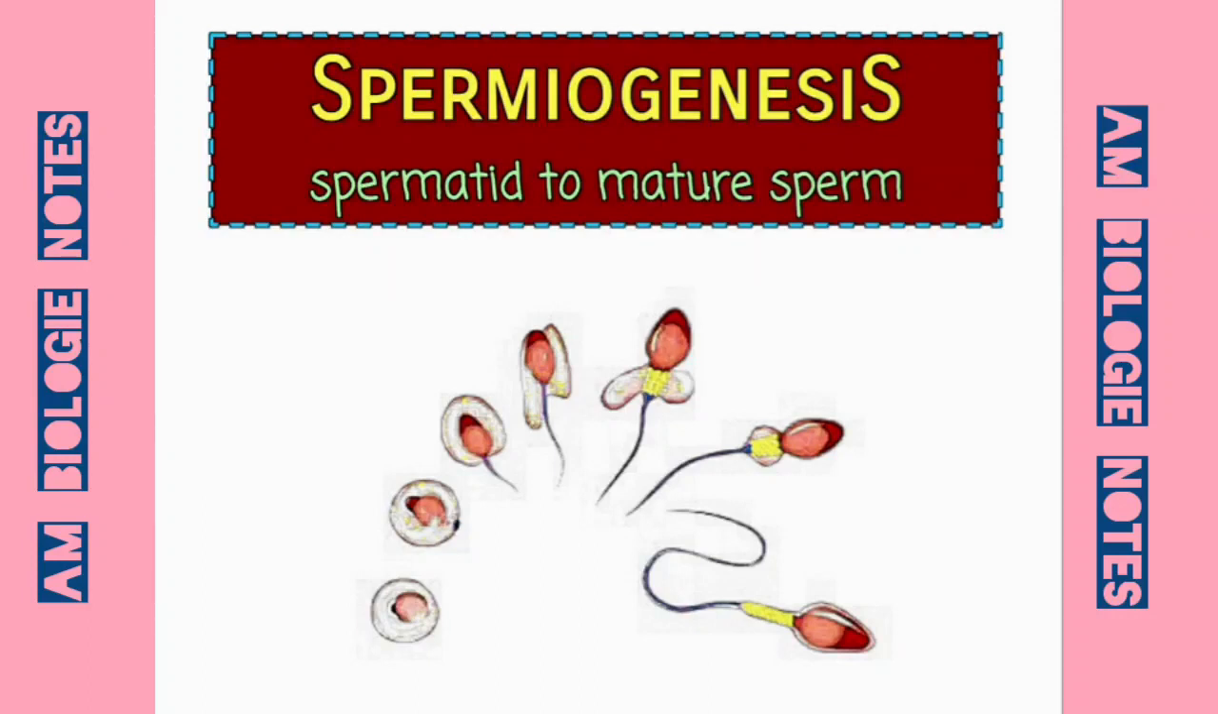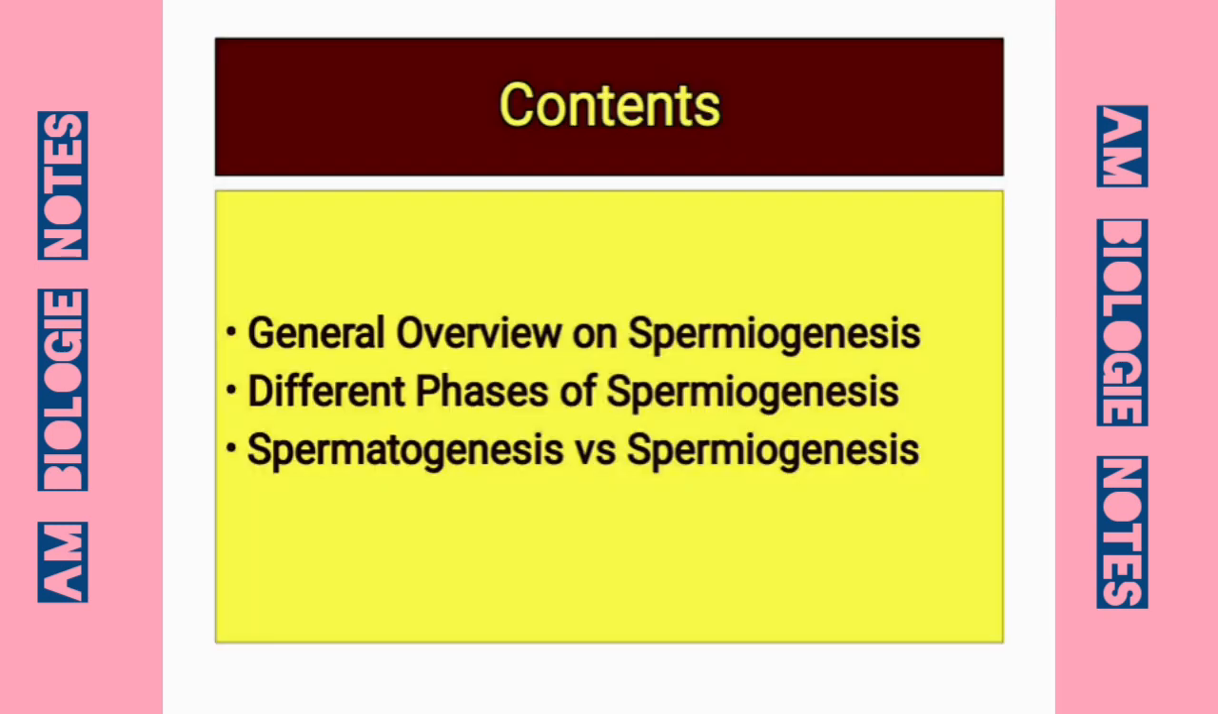Today I will discuss the spermiogenesis process, that is, how a spermatid transforms into a mature sperm in humans. Contents of the video include a general overview, the detailed mechanism of spermiogenesis, and differences between spermatogenesis and spermiogenesis.